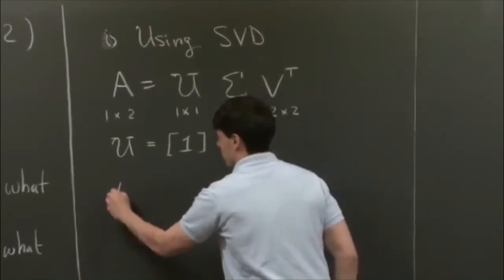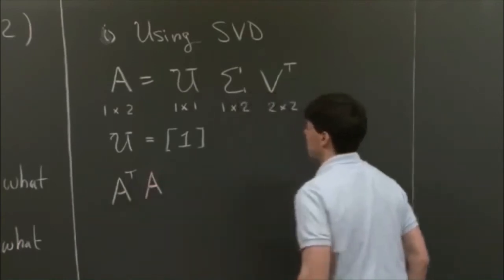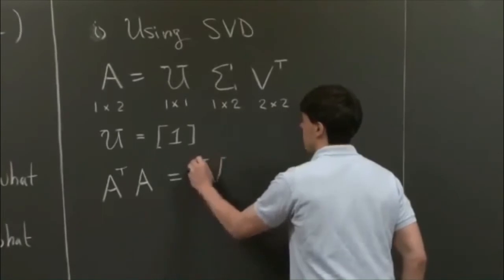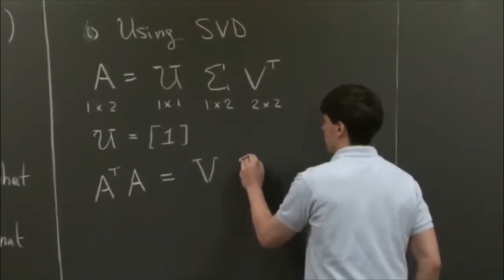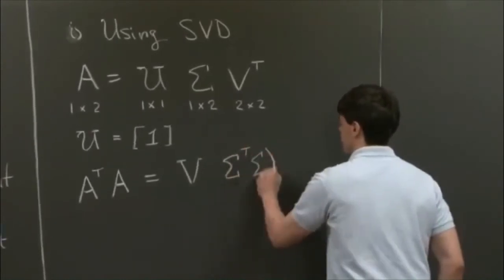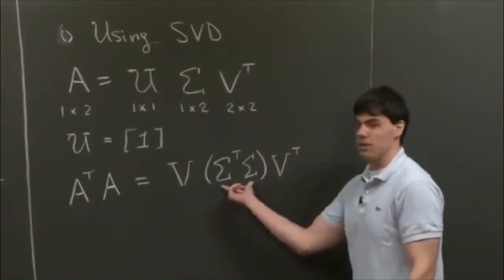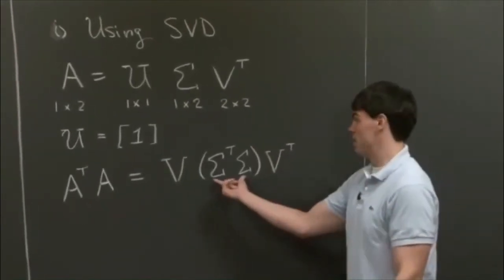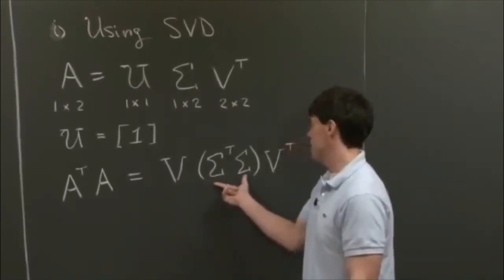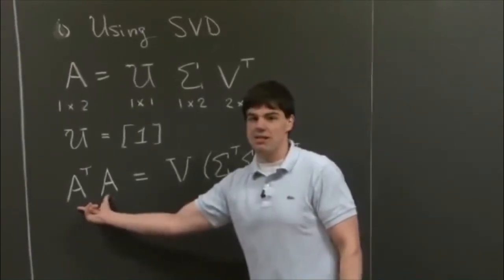Well, we can take A transpose A, and if we do that, we end up getting the matrix V sigma transpose sigma V transpose. And this matrix is going to be a square matrix where the diagonal elements are squares of the singular values. So computing V and the values along sigma just boil down to diagonalizing A transpose A.